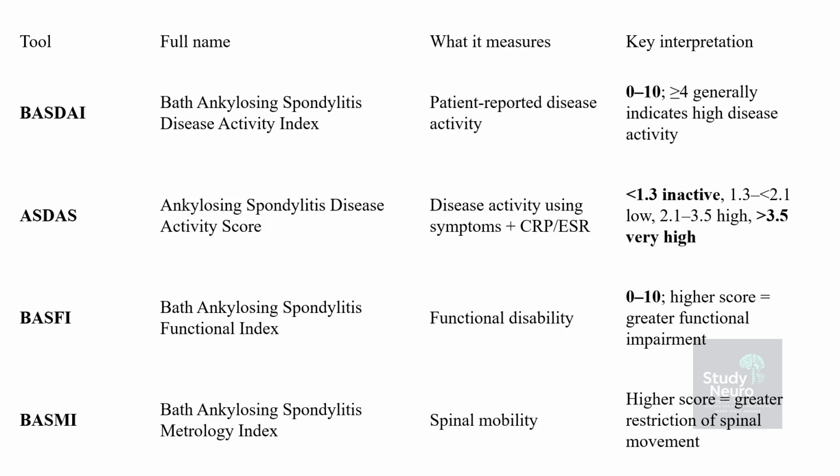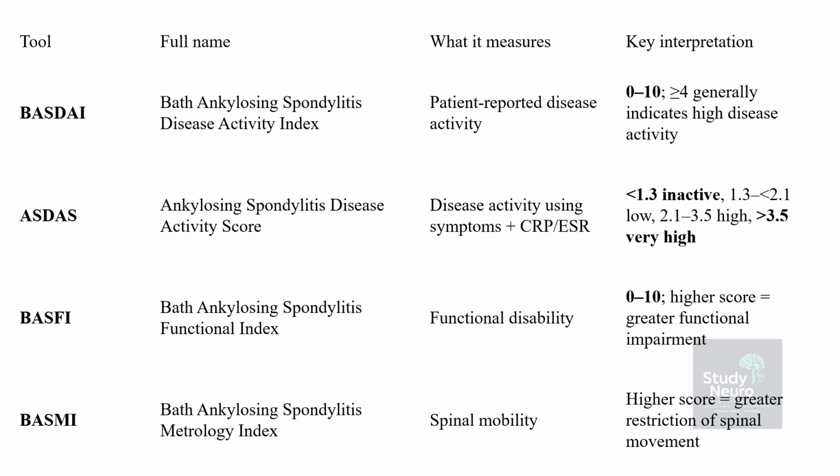Each score answers a different question, so they are used together rather than as interchangeable measures. The Bath Ankylosing Spondylitis Disease Activity Index, or BASDI, captures disease activity from the patient's perspective. It is scored from 0 to 10, with a score of 4 or more generally suggesting high disease activity. The Ankylosing Spondylitis Disease Activity Score, or ASDAS, combines clinical symptoms with an inflammatory marker such as C-reactive protein or erythrocyte sedimentation rate. Lower scores indicate inactive or low disease activity, while higher scores reflect increasingly active disease.